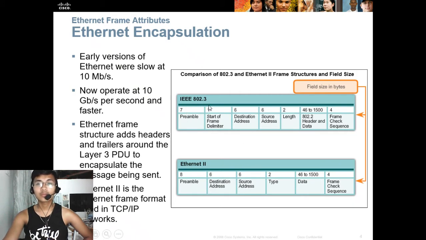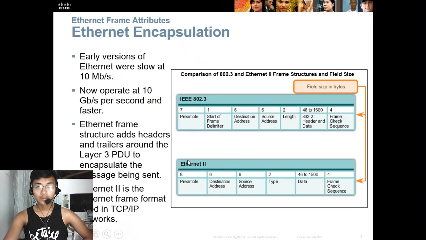For the IEEE 802.3, we have the preamble with 7 bytes. The start of frame delimiter has 1 byte. The destination address has 6 bytes, and the source address likewise has 6 bytes. For the length, we have 2 bytes, and for the 802.2 header and data, we have 46 to 1500 bytes. For the frame check sequence, we have 4 bytes.